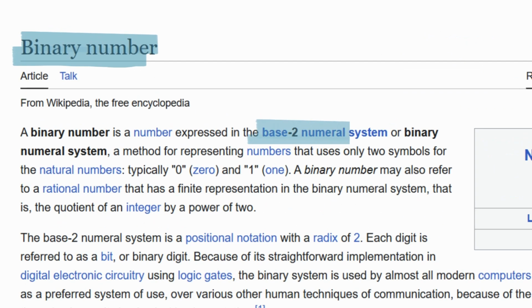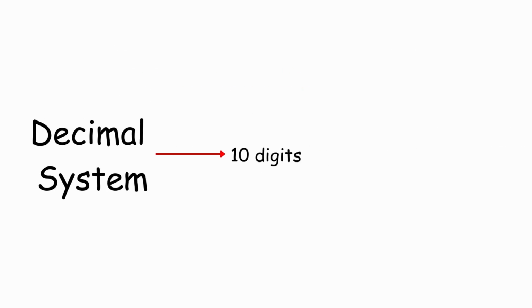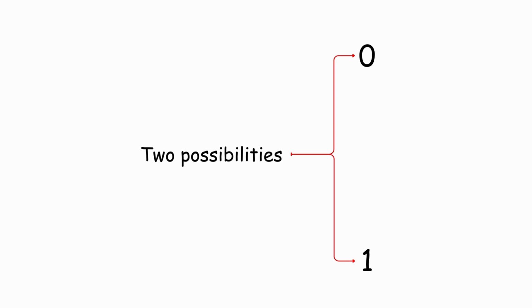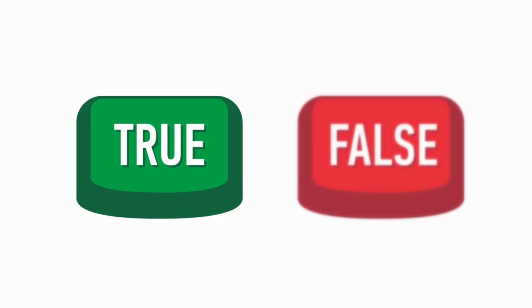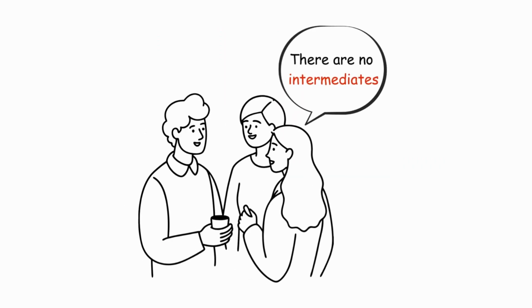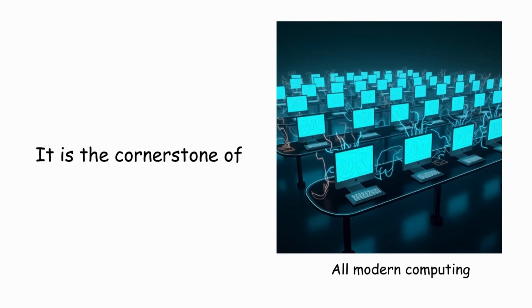The binary system is a base 2 numeral system that uses only two values, 0 and 1. Unlike the decimal system, which has 10 digits, 0 through 9, the binary system operates solely with these two states. In other words, it only admits two possibilities, always opposing, such as all or nothing, on and off, presence and absence, right and left, high and low, true and false, white and black. In the binary system, there are no intermediates. Although it may seem like a limited system, it is the cornerstone of all modern computing.